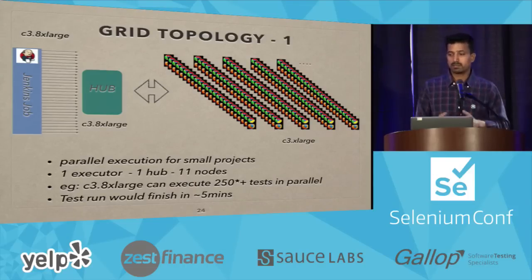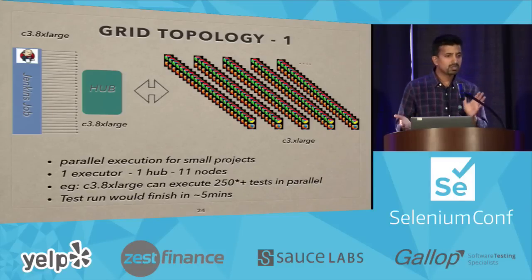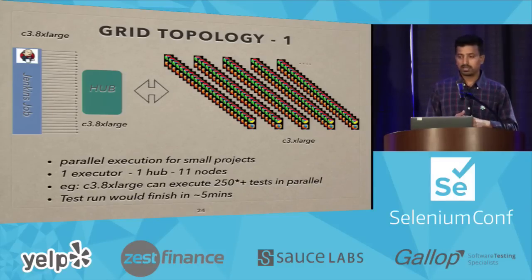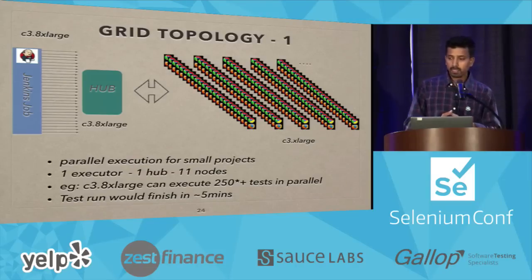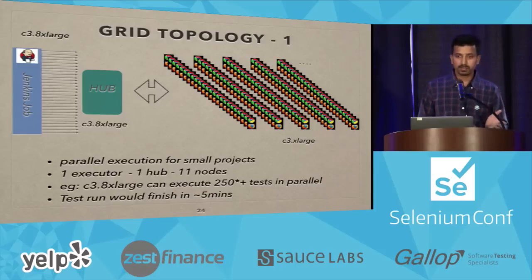So this is one grid topology. It's a very simple setup for small companies, small test cases. Jenkins executor, C3 8XL hub, and there are 11 nodes. I can run 250, 260, 275 cases in parallel within 5 minutes. So I can just finish all the tests and be done with it within 5 minutes.